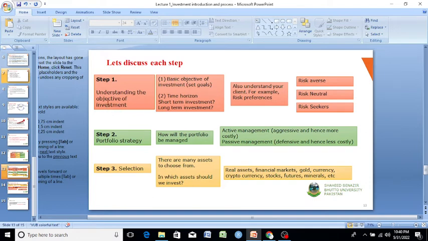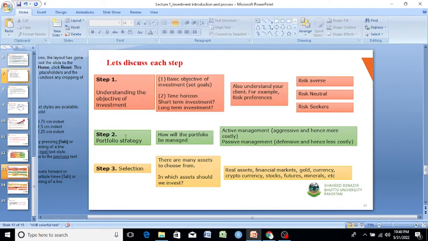A thorough analysis of step 1 gives us an overview that this step is composed for designing the objective of the investment decision. So basically we do two main things here. First, we understand the basic objective of the investment, we set goals for it, then we set the time horizon for investment, but all this is done while keeping in mind the risk preferences of the investor.